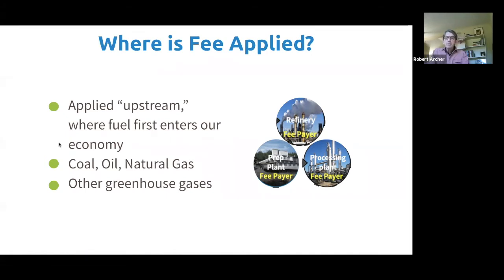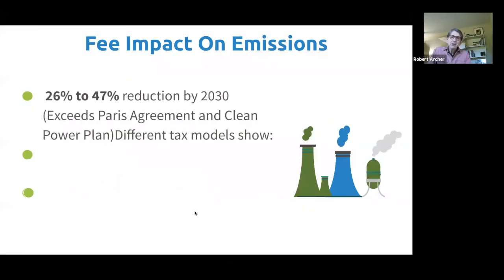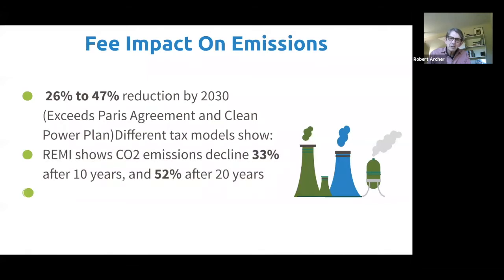This is an important one that's pretty well established: the fee impact on emissions is significant. The Stanford Energy Modeling Forum forecast reductions of 26 to 47%, depending upon trajectories and prices, by 2030, exceeding Paris and the former Clean Power Plan targets. And the REMI study shows a decline of 33% in 10 years and over 50% in 20 years. U.S. service industries, retail, healthcare, are shown to benefit the most. However, remember that the modeling does not really come close to capturing all the benefits. They generally don't capture health benefits, local emissions reductions, or the accelerated innovation that will occur.